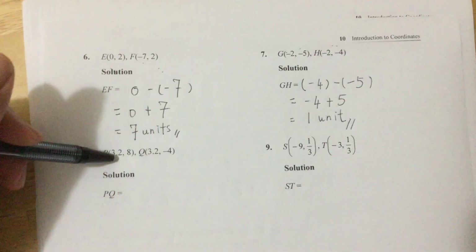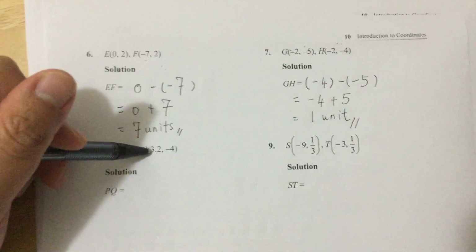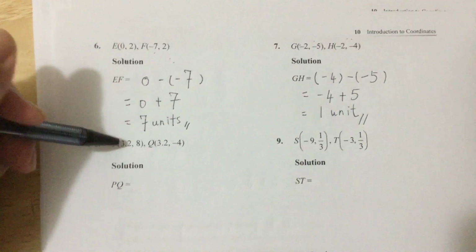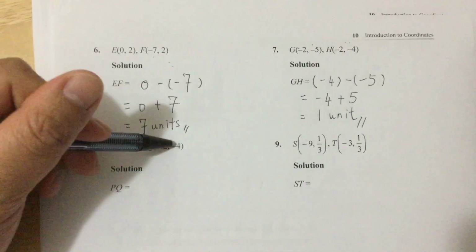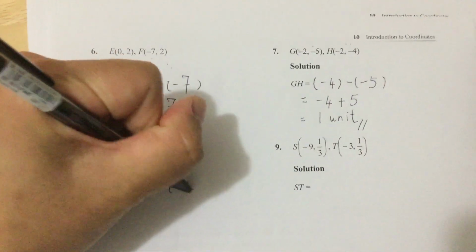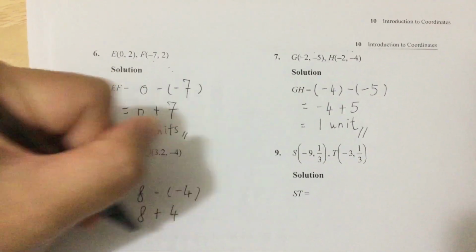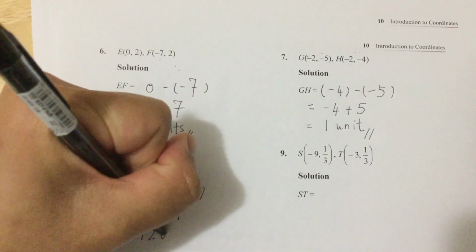you will see 3.2 and 3.2. Oh, it's so difficult, but we are not considering these two numbers because they are the same. We only consider 8 and -4. So this is 8 minus -4. You will see the answer is 8 plus 4. That is 12 units.